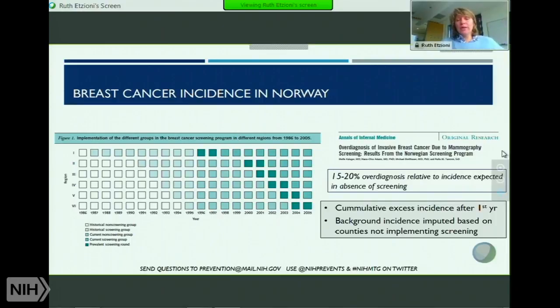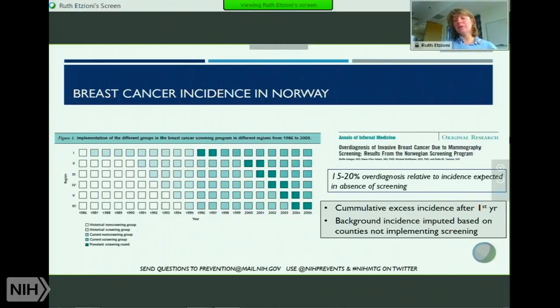The last study I'll show you is a population study, but one that actually had a reasonable approximation potentially to a counterfactual. And this was a study of breast cancer incidence in Norway. What happened in Norway was that breast cancer screening was introduced in different areas or counties at different times. And so here, the rows are the different counties or areas, and the columns are years, and the dark blue squares, the dark green squares, are the points at which screening was introduced in each area.